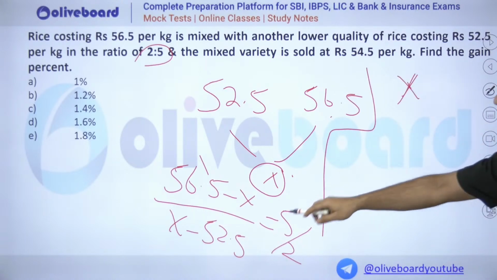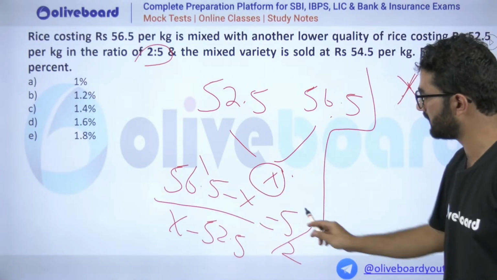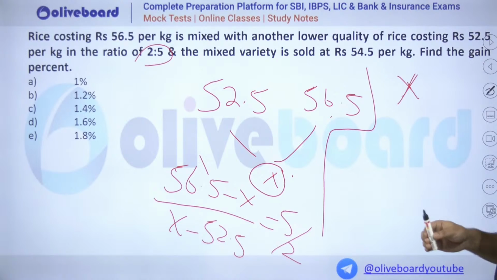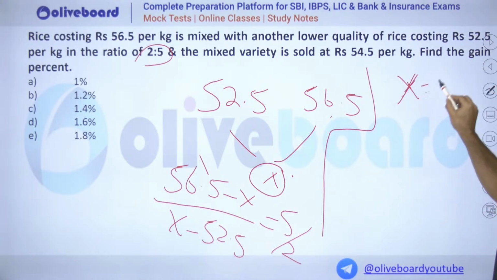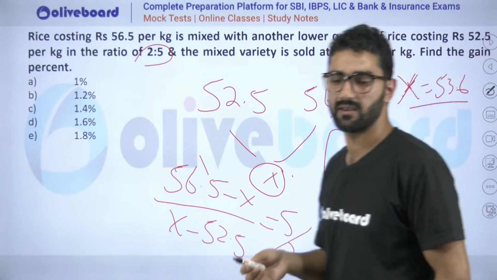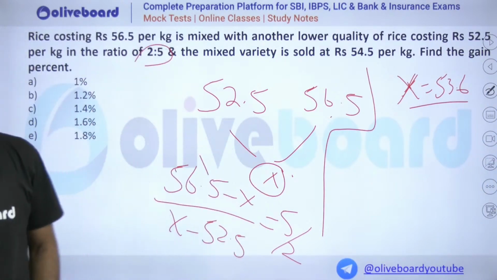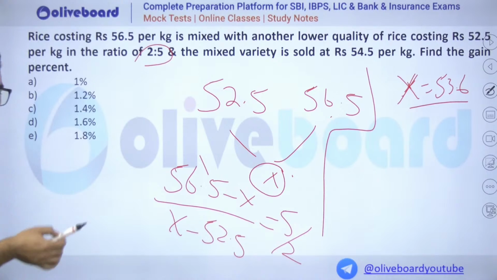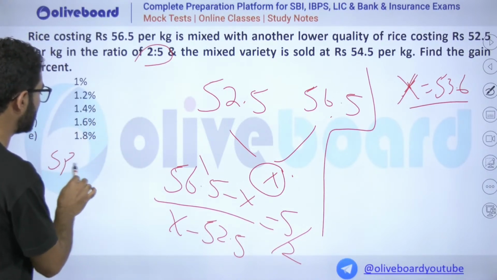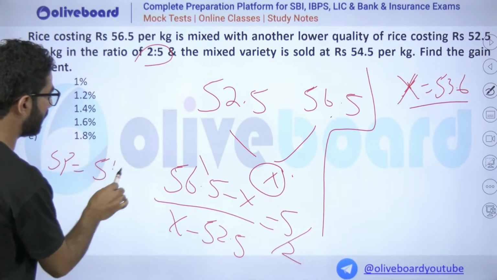You have done here, that is multiplying this by 2, multiplying this by 4, rearranging this equation. Sir, you got the value of X, how much? It says, sir, 53.6. This is nothing but the cost price. Okay, Manjeet, sir, it is 53.6. If the cost price is 53.6, how much is the selling price? Selling price is given 54.5.